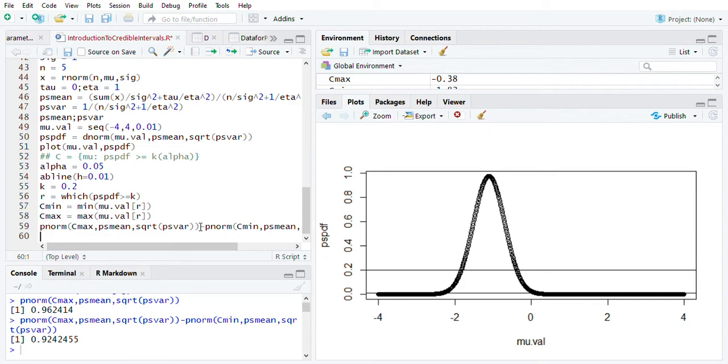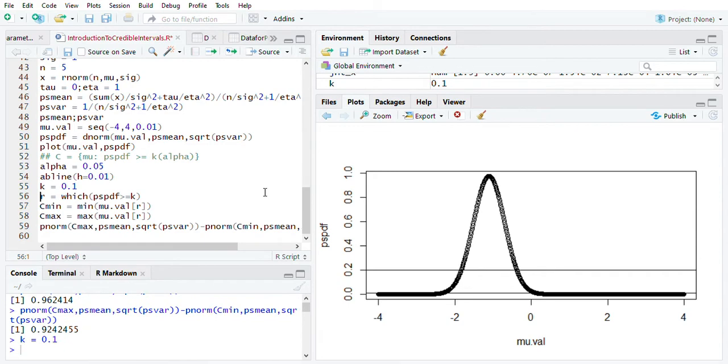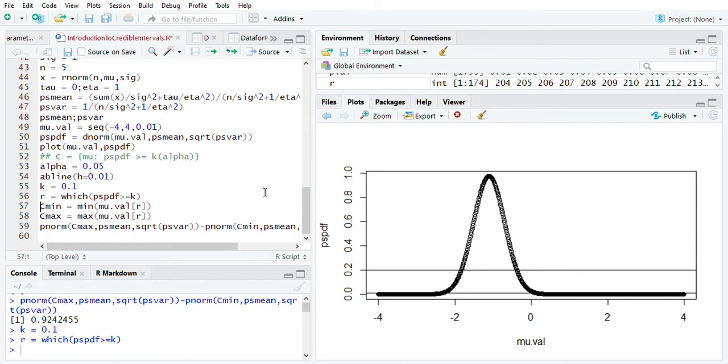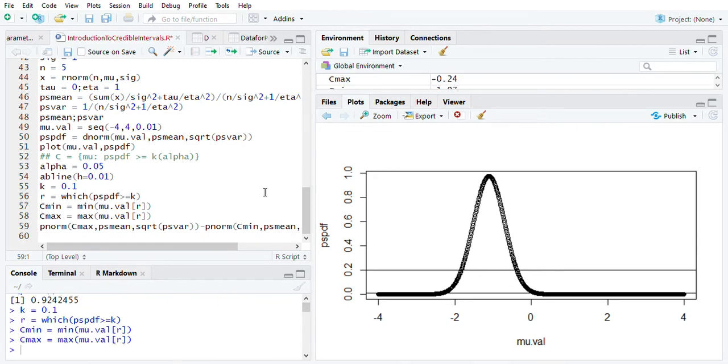We are getting a 92.42455% interval. So let us try to change this point a bit now. Instead of 0.2, what will happen if I take it as 0.1? See here. Let us repeat the program and let us see what do we get.